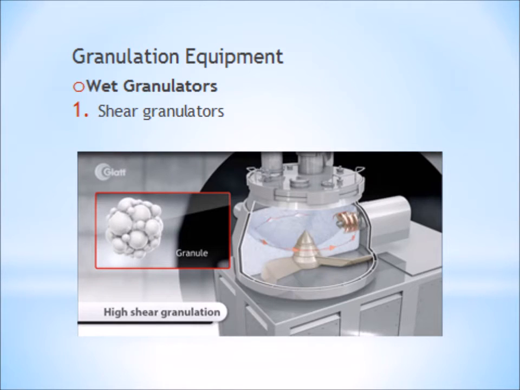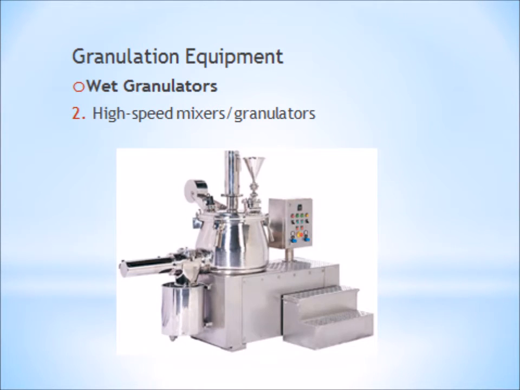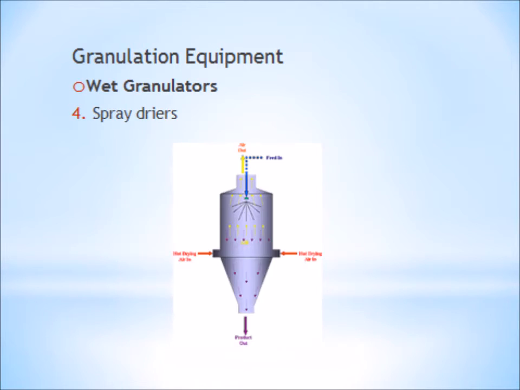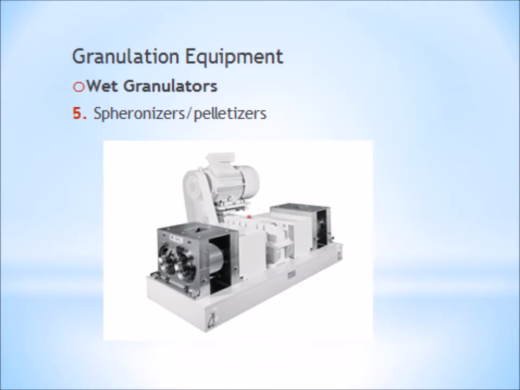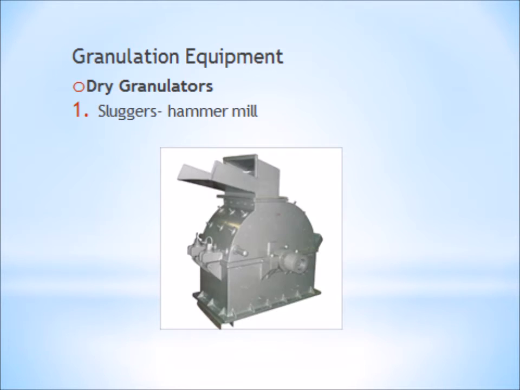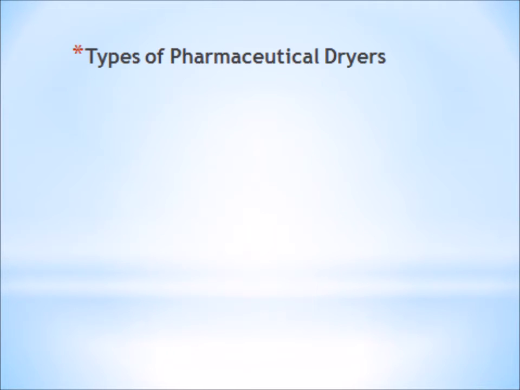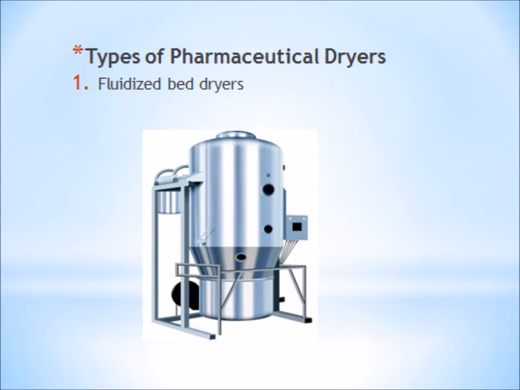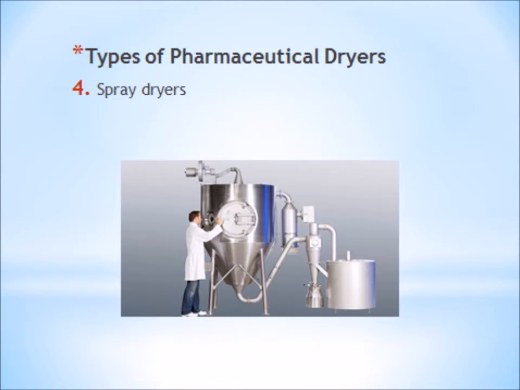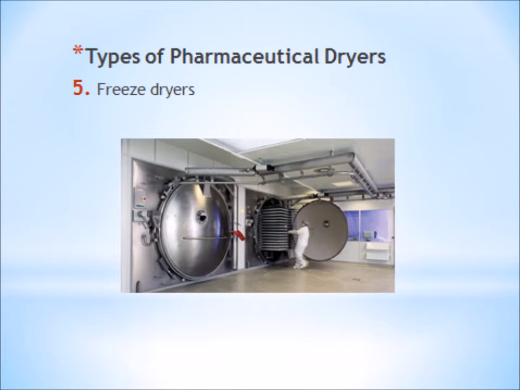Granulation equipment. For wet granulators, we have shear granulators, high-speed mixers or granulators, fluidized bed granulators, spray dryers, spheronizers or pelletizers. For dry granulators, we have sluggers and hammer mill and roller compactors. Types of pharmaceutical dryers. We have fluidized bed dryers, vacuum ovens, microwave dryers, spray dryers, and freeze dryers.